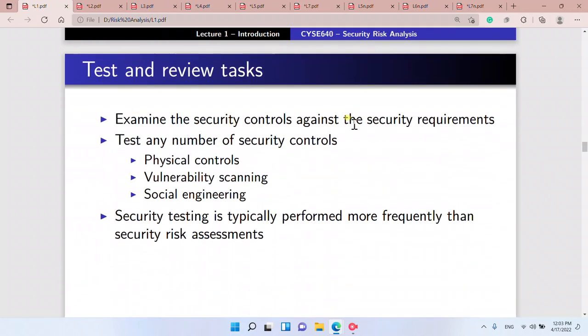We examine the security controls against the security requirements. We test any number of security controls. So we have physical controls, vulnerability scanning, social engineering, and security testing, which is typically performed more frequently than security risk assessments.